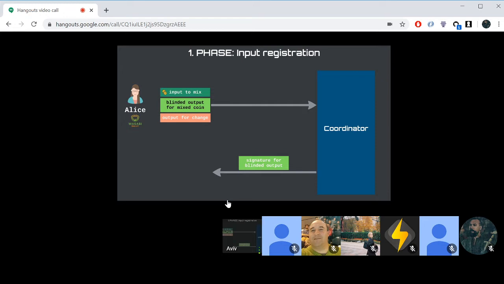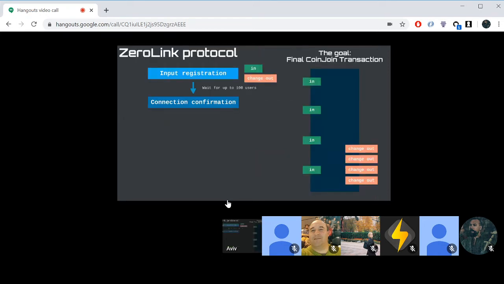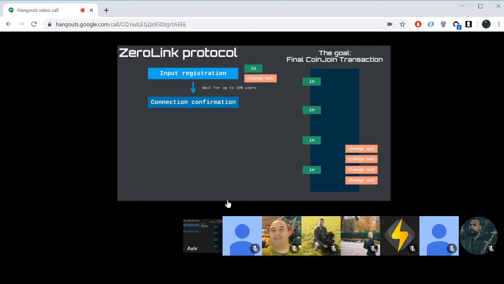So the coordinator is going to make sure that the input is in fact confirmed and unspent, that the signature is valid, that the amount is correct. And the coordinator will provide a signature for the blinded output. And Alice will store that. And that's phase one. So all the participants are going to be essentially registering in this phase one. Phase one is the longest phase, and it will last for up to 2 hours. Hypothetically, it can last as long as you want.